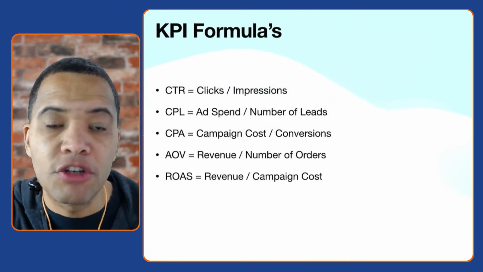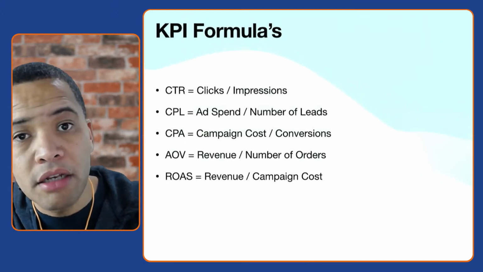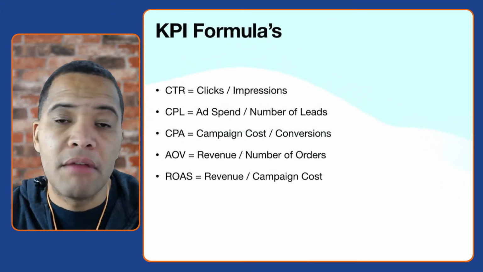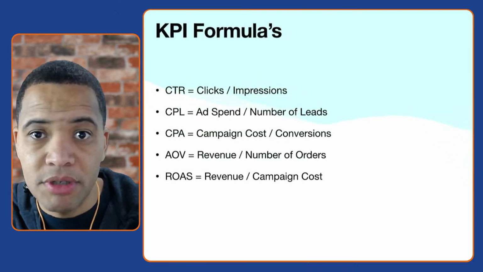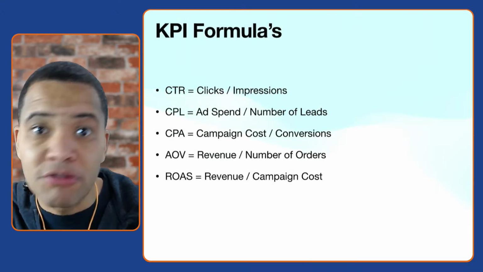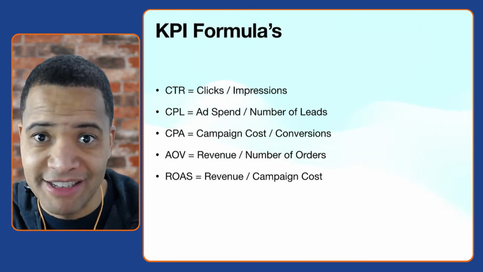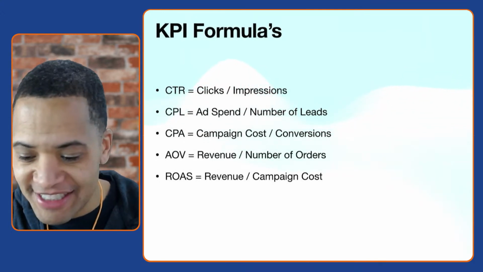Return on ad spend is your revenue divided by the campaign cost. The amount of money you brought in, revenue, divided by the amount of money you spend on ads. Right? That's your return on ad spend. And you want that to be greater than 1. Greater than 1 is a good thing. Much, much greater than 1 is an excellent thing. All right? So it's really, really good.